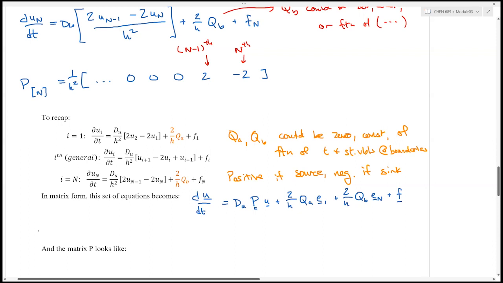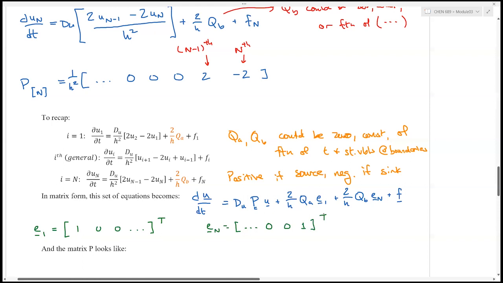These are elementary vectors. The elementary vector E1 is a column vector, but I'm going to draw it as a row vector first. It's a column vector with just a 1 in the first element and everything else is zeros. And then E sub n is an elementary vector where everything is zeros except for the final element, the nth element, and that's a 1.